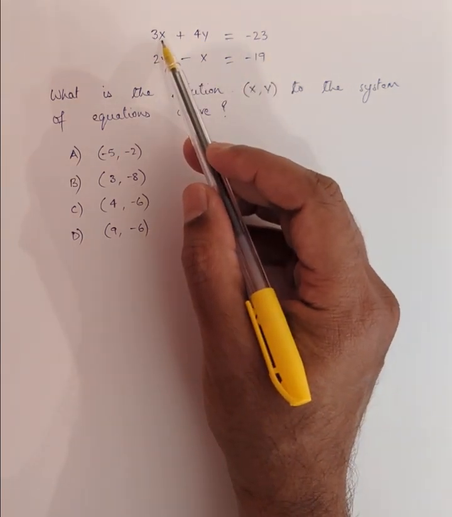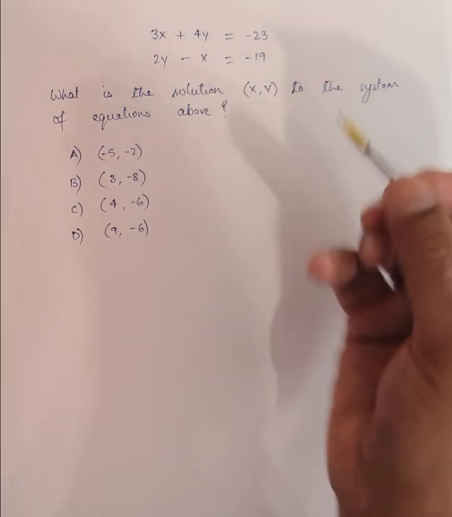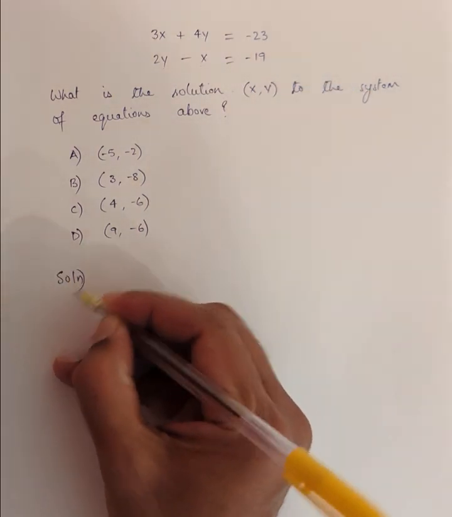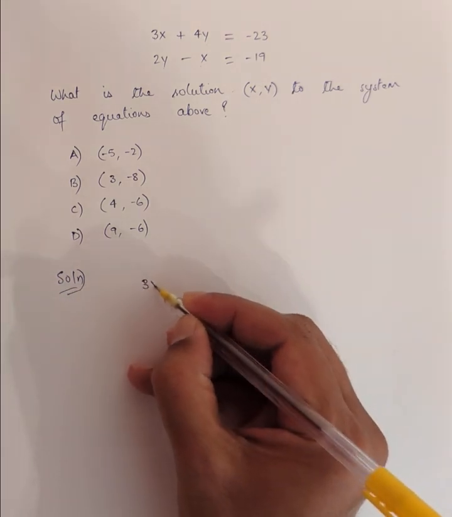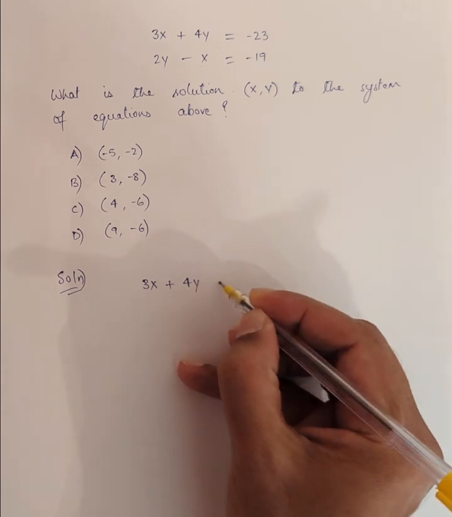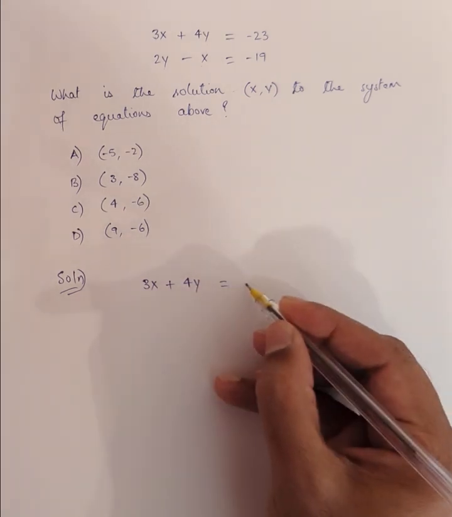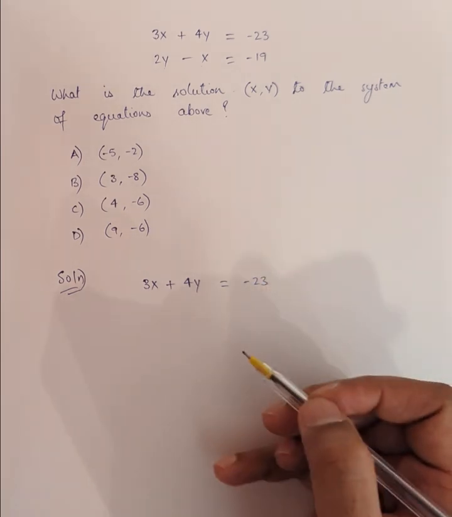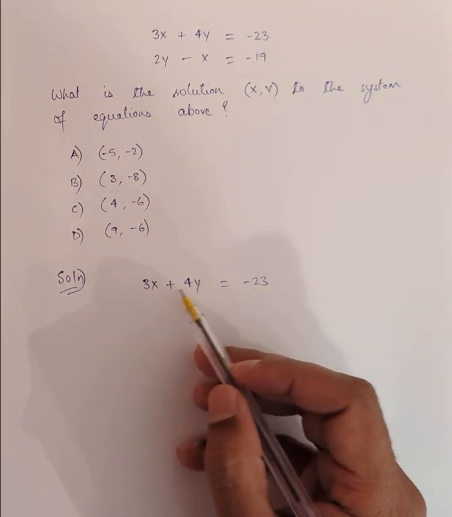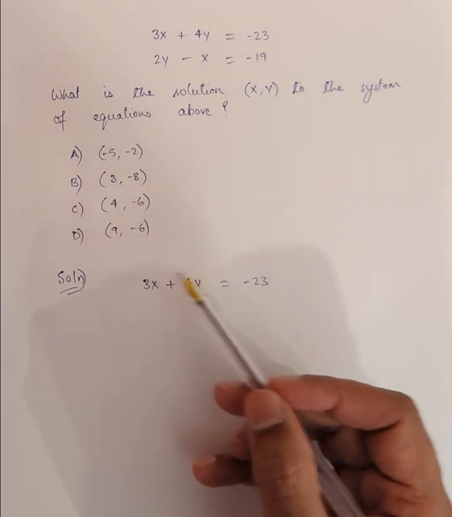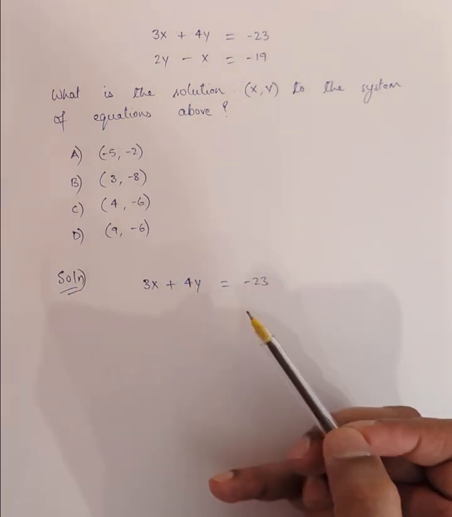So the first equation has 3x plus 4y equals negative 23. That's fine. So let's write down 3x plus 4y equals negative 23. The variable x appears first and then the variable y appears, and the constant term is on the right side. So something like this is called the standard form, where the variables are on the left and the constant term is on the right.